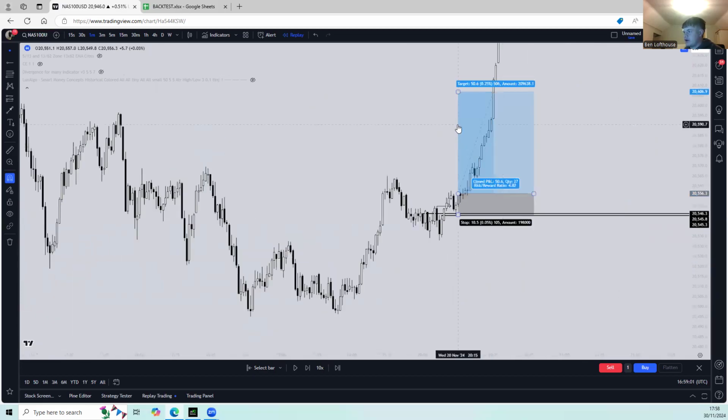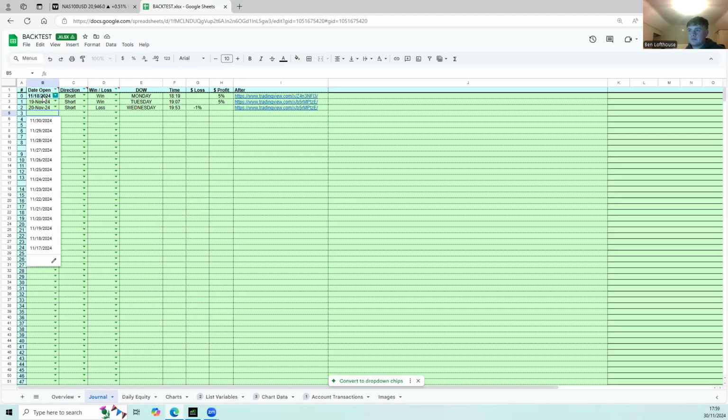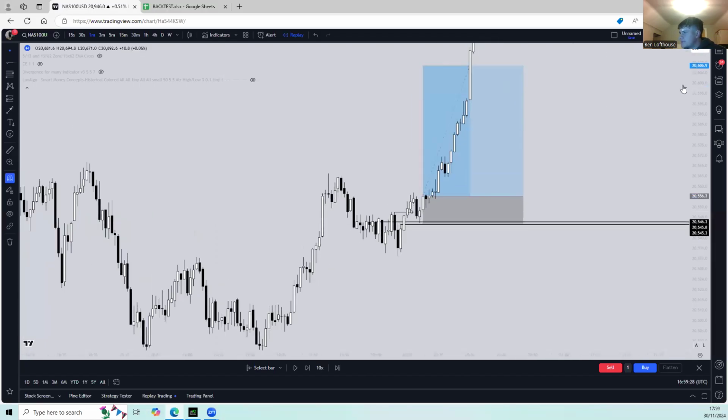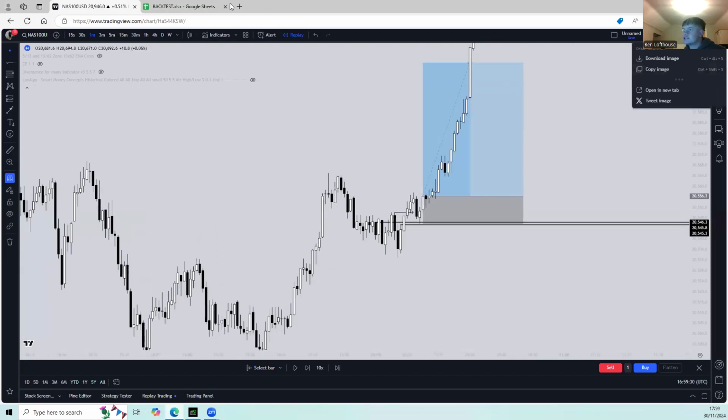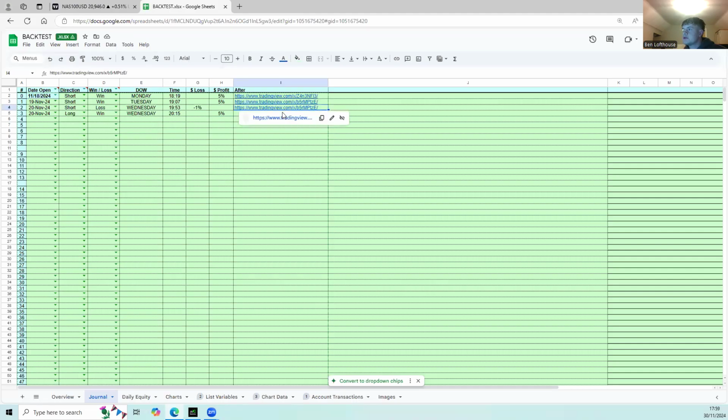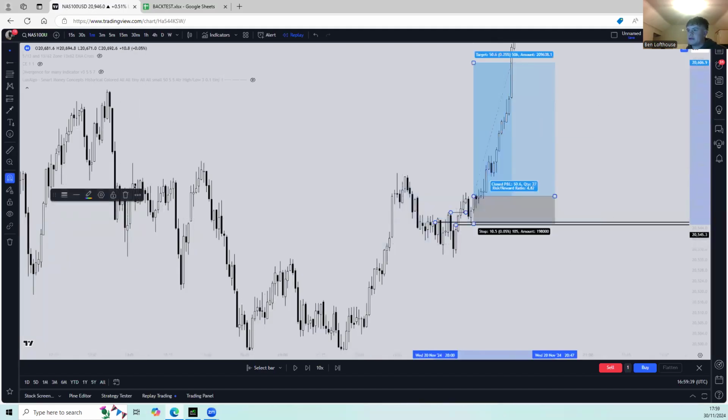So that's Wednesday at 20:15. Was that the 20th? Long win, Wednesday, 2015, 5%. Take a quick snap. There we go. So, right, last day.